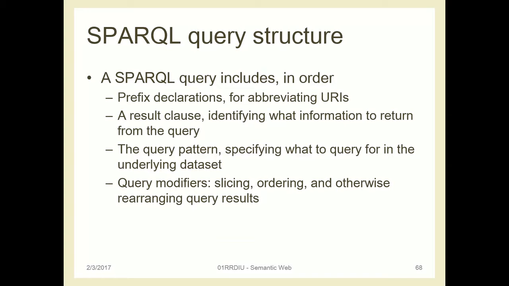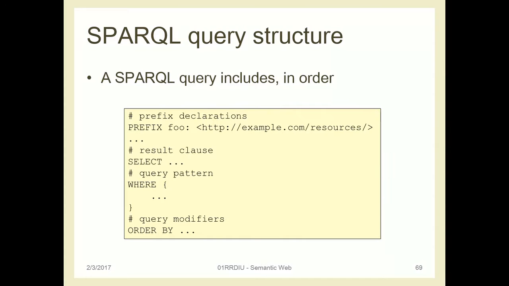Okay, so let's go into detail on the query structure. A SPARQL query includes prefix declarations, the result clause that identifies what information has to be returned, the query pattern, which is the kernel of the query and says what you want to get from the triple store, and also some query modifiers, for example, to order the results, limit the results, rearrange or sort them, and so on. So this is an empty query: the list of prefixes, the result clause that starts with select, the query pattern that starts with where, and at the end the query modifiers. It's very similar to the SQL structure.